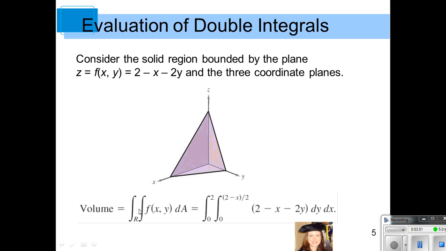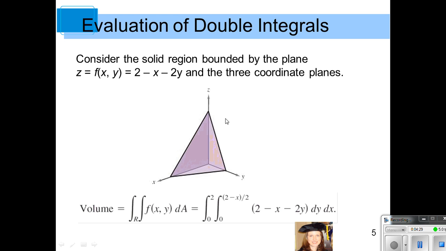So we can set up a double integral for volume where R is the base region. That R would be the region in the xy plane. And the way you determine the bounds of that is by sketching it in 2 dimensions. It would be the integral where x would go from 0 to 2, and y would go from 0 to this line here where the plane crosses through the xy plane. And to find out where that crosses the xy plane, you're going to set that equal to 0, and you solve that for y. And that's how you get that upper bound.